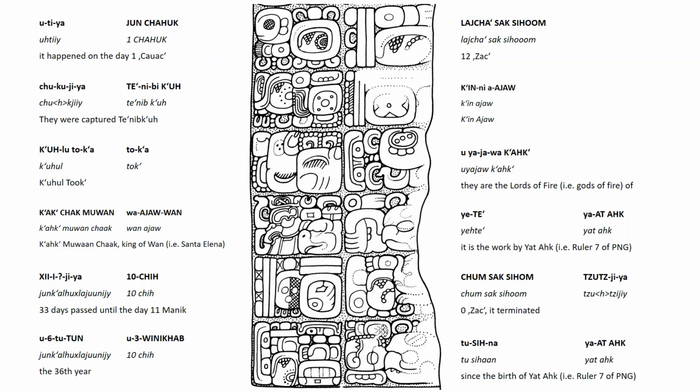And here's some epigraphy that I can show you, that we can read almost everything. It's on the right side. This part of it, I'm just going to read this part of the inscription. And it starts here with Utiyah kun Chavuk. It happened on the day 1 Kawak, 12.